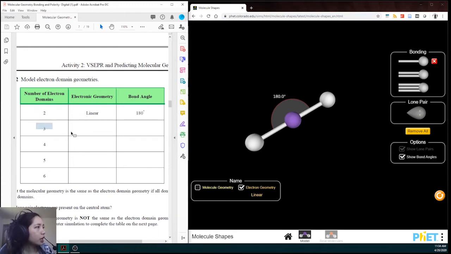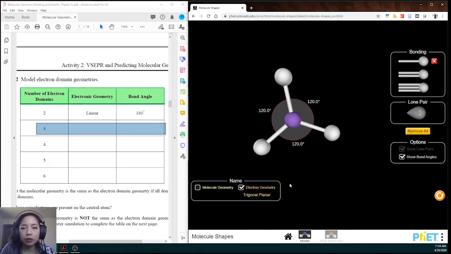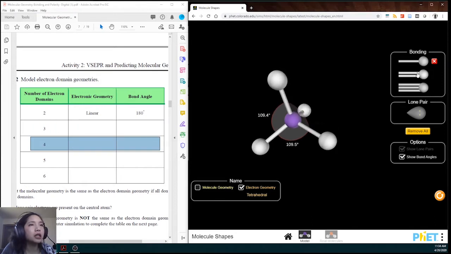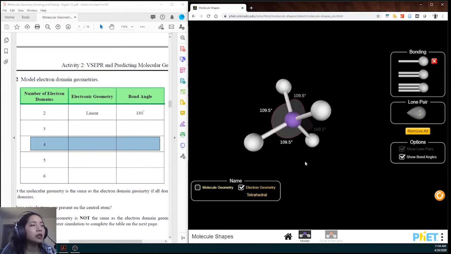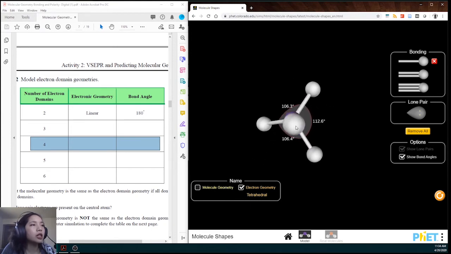All right, so let's add an electron domain for 3. This is with 3 electron domains, so you can write down these answers. You probably already know these names. You should know these names and bond angles. All right. Okay, so let's move on to 4 electron domains. Again, I'm just going to add another single bond. All right, so this is what 4 electron domains looks like.